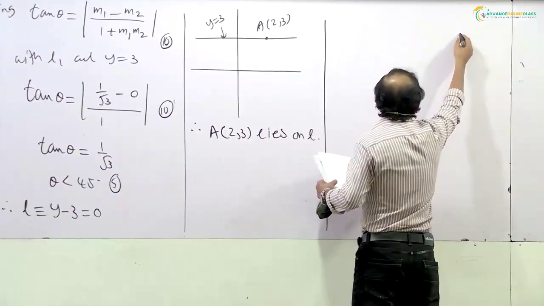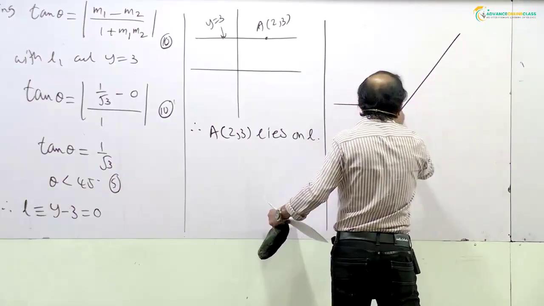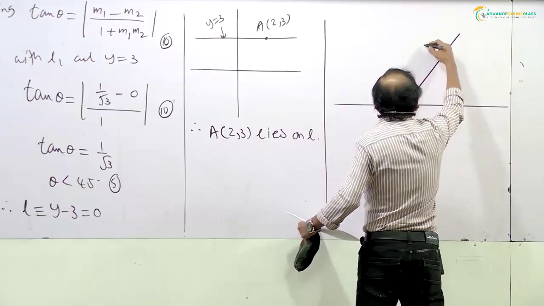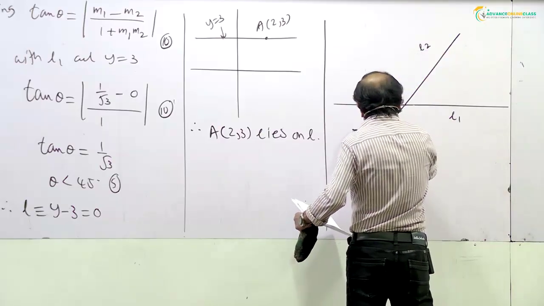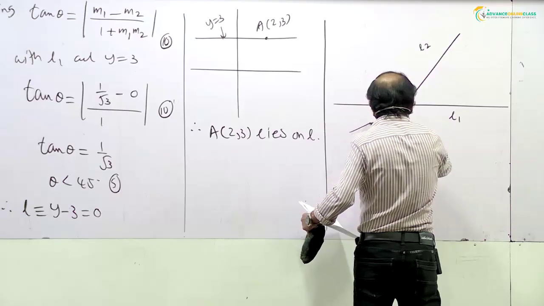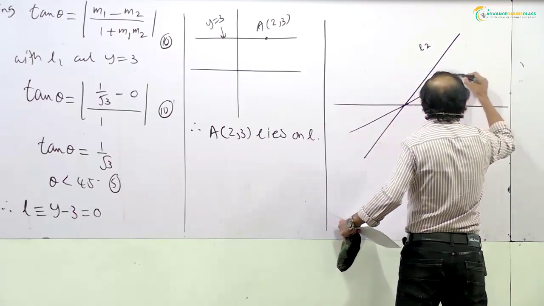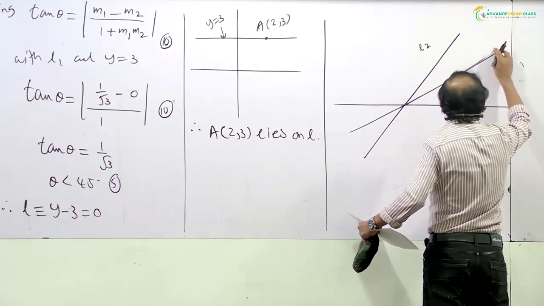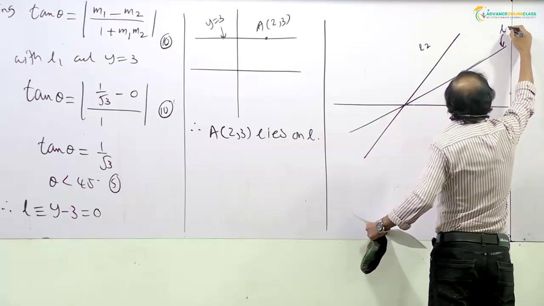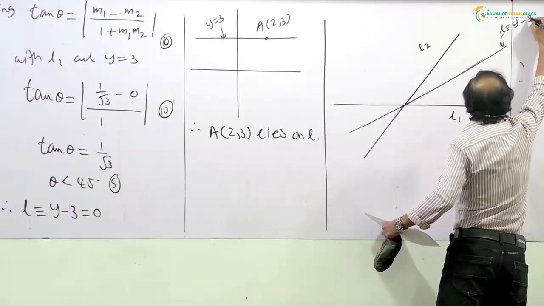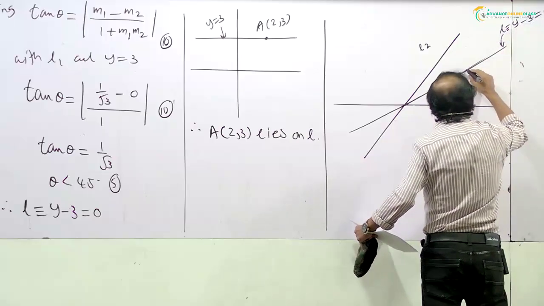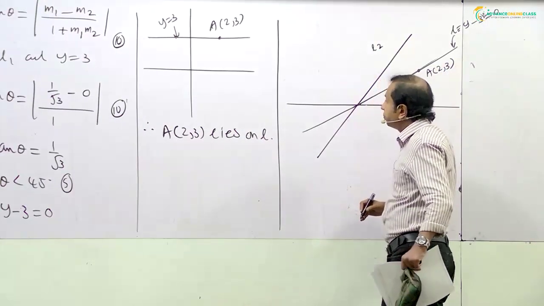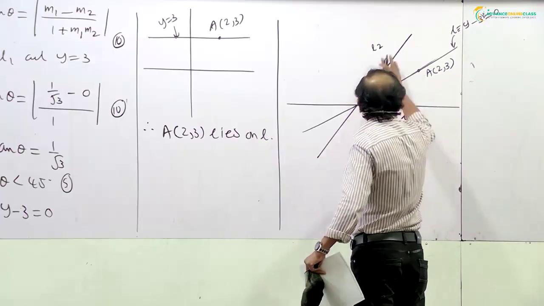If I draw the diagram again, you see L1 is here, L2 is here. Suppose this is the acute angle bisector, line L. This is line L with the equation y minus 3 equals 0. A (2, 3) is on this. We proved that too, right now.